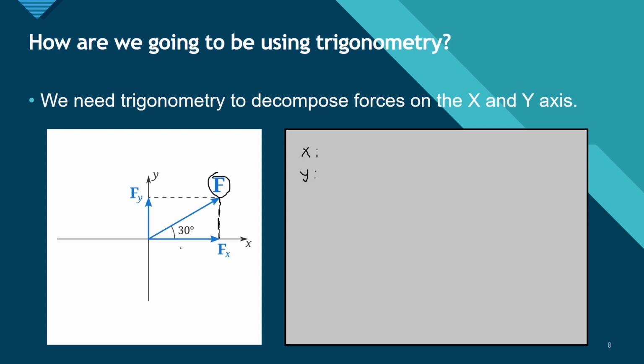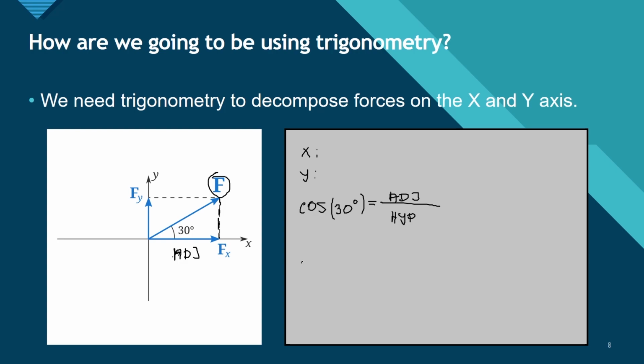So if we want to project this F force on the x-axis, we have to use what? The cosine function, because this side is the adjacent side. Okay, so this is the adjacent side. So first, let's write the equation for the cosine. So cosine 30 degrees is going to be equal to the adjacent side divided by the hypotenuse. Okay?